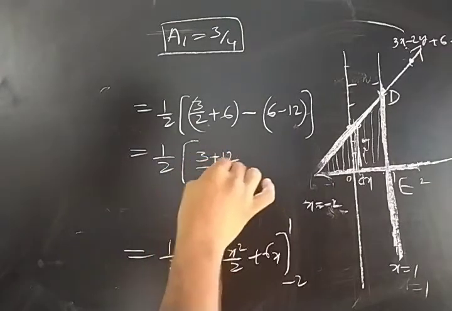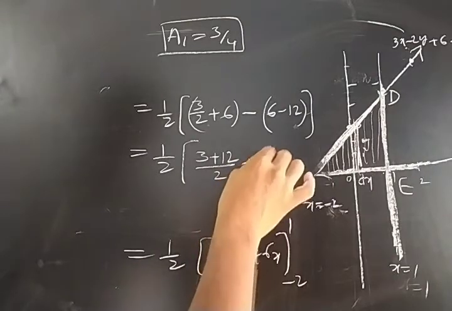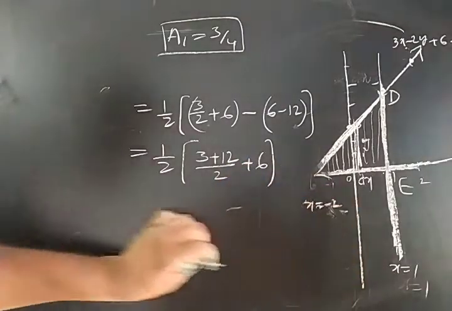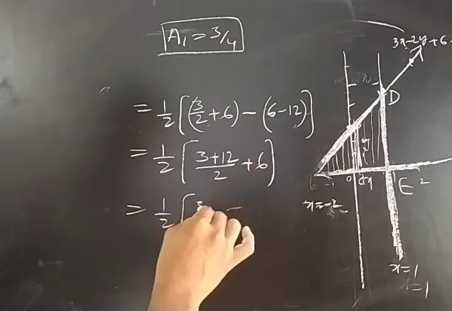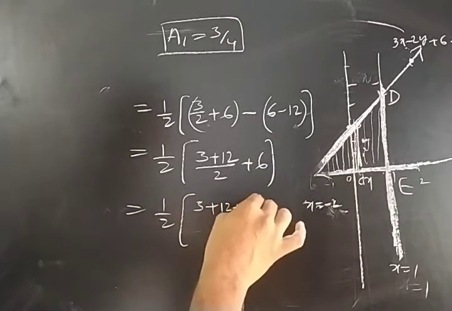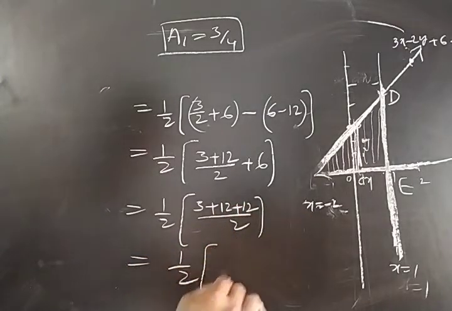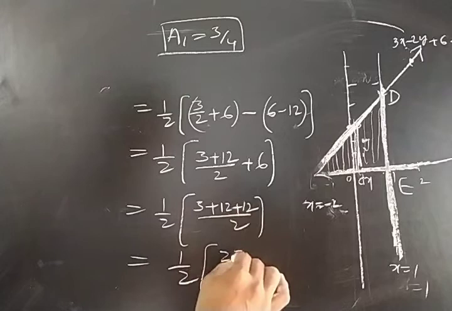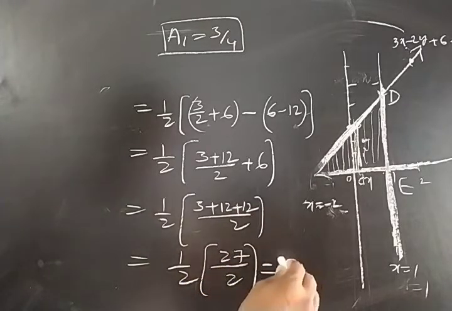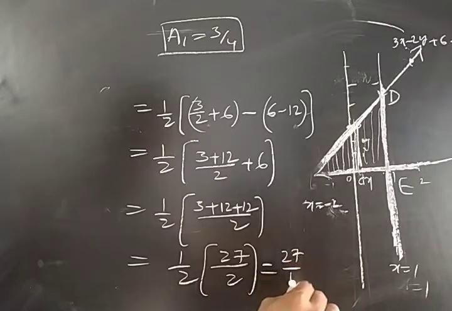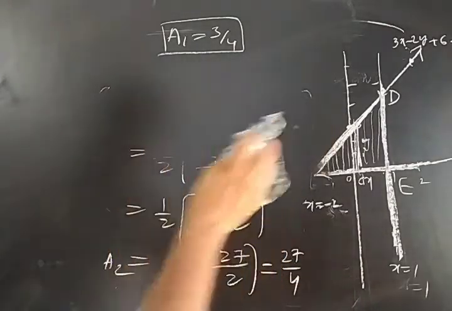So 1 by 2, 3 plus 12 by 2. So minus 6 becomes plus 6. 1 by 2, 3 plus 12 by 2. 1 by 2, 24, 27 by 2. So 27 by 4. This is A2. So A2 is 27 by 4 and A1 is 3 by 4.